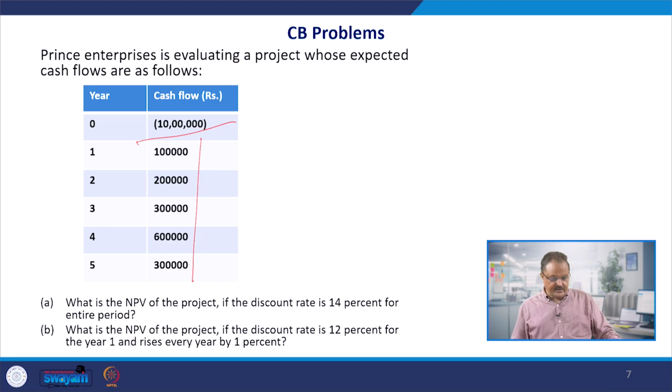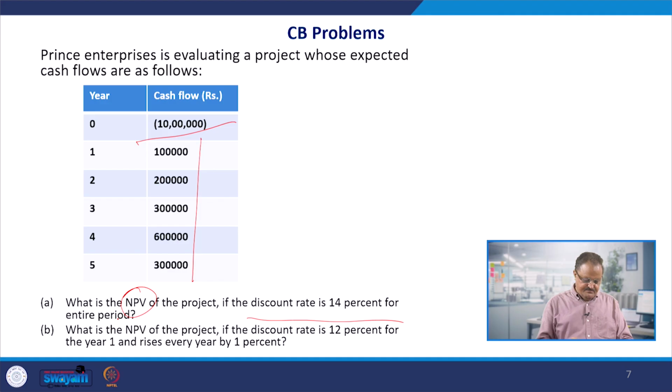And we are also given the discount rate, right? The discount rate is 14% here, and we have to evaluate this project proposal by using the discounting criteria, and we have to calculate the NPV of the project, right? NPV on the basis of these cash flows.